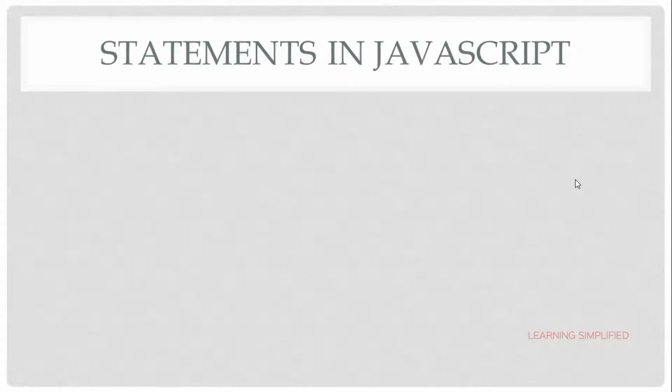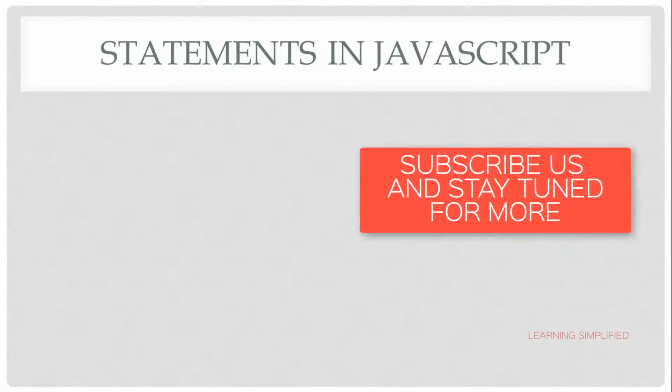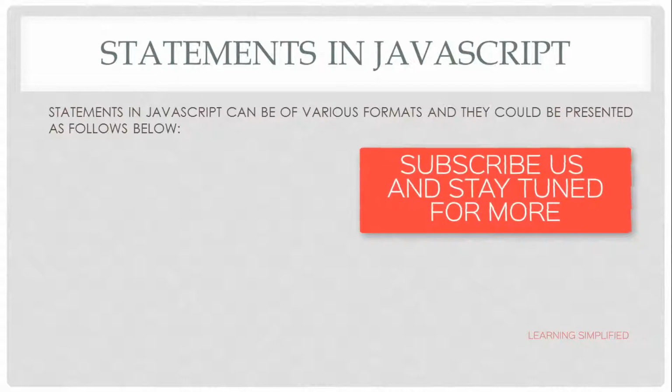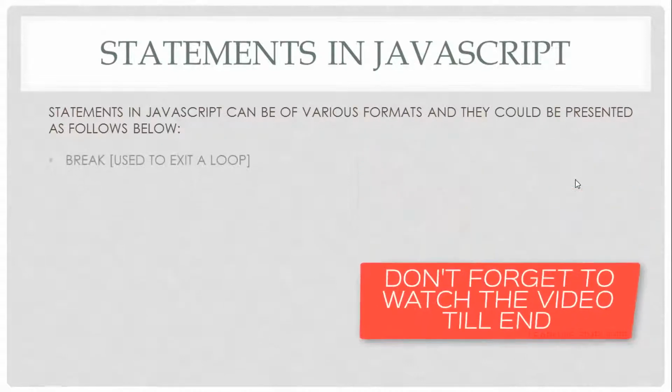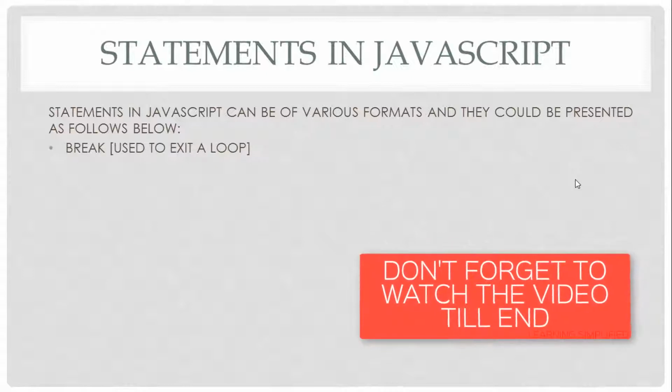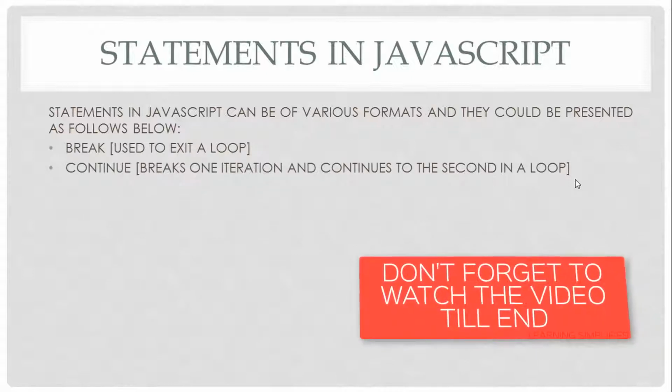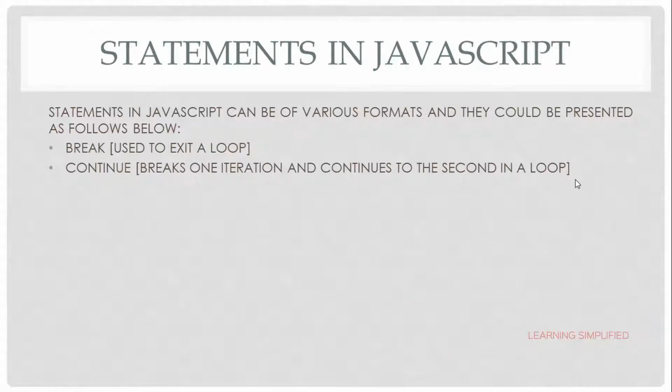Today we will be discussing statements in JavaScript. Statements in JavaScript can be of various formats, and they could be presented as follows. The first one is break, which is used to exit a loop. The continue statement breaks one iteration and continues to the next one in a loop.